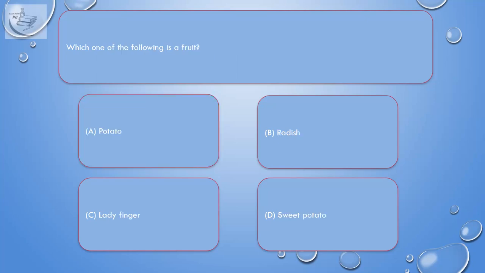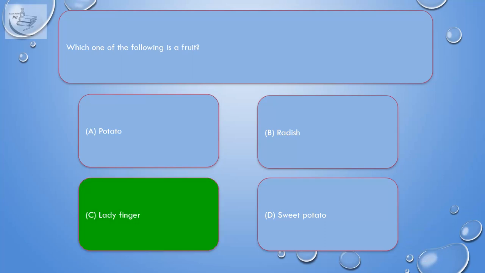Question: which one of the following is a fruit? A. Potato. B. Radish. C. Ladyfinger. D. Sweet potato. Correct answer is C. Ladyfinger.